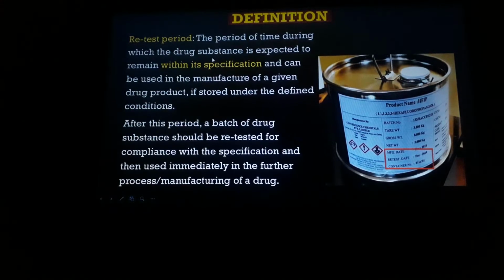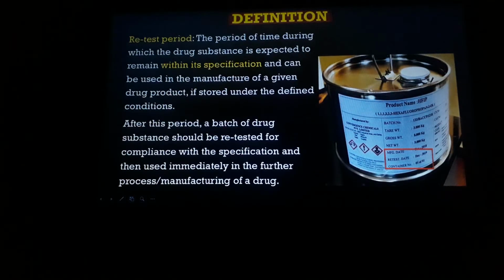And for the period we have proposed for the drug substance, during that time it is well within the specification limit. If the date is crossed, we have to retest it. After this period, the batch of drug substance should be retested for compliance with the specification. In order to prove the batch quality, we have to test again with the defined procedure and method of analysis, and if it meets the specification limit, then we immediately use it in the further process or manufacturing of a drug. This is nothing but the retest period.